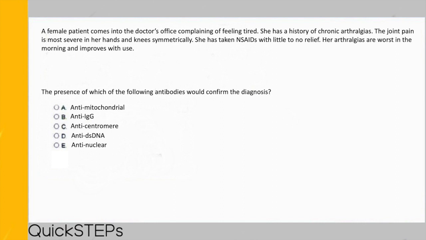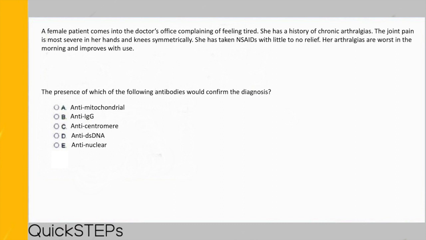So now you need to know which autoantibodies would confirm the diagnosis. So we have anti-mitochondrial antibody. What's that for? That's for primary biliary cholangitis. Does that show up with this clinical picture?